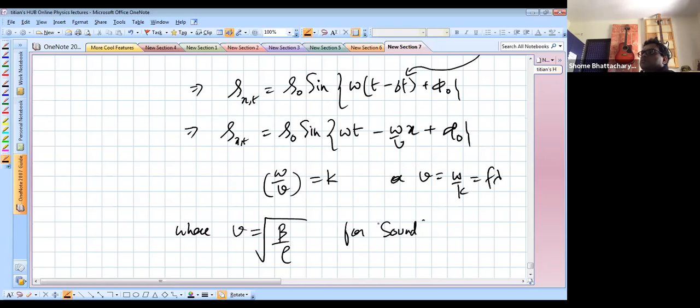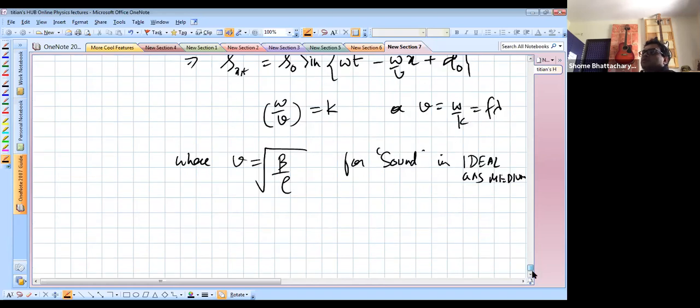So for sound in an ideal gas medium, taking the propagation of sound, as you know, the process of propagation of sound is treated as adiabatic compressions and rarefactions.